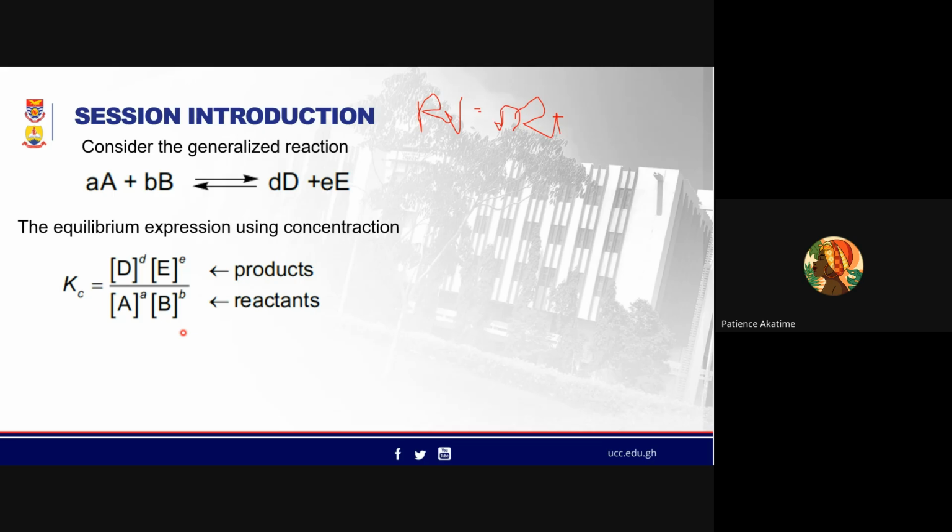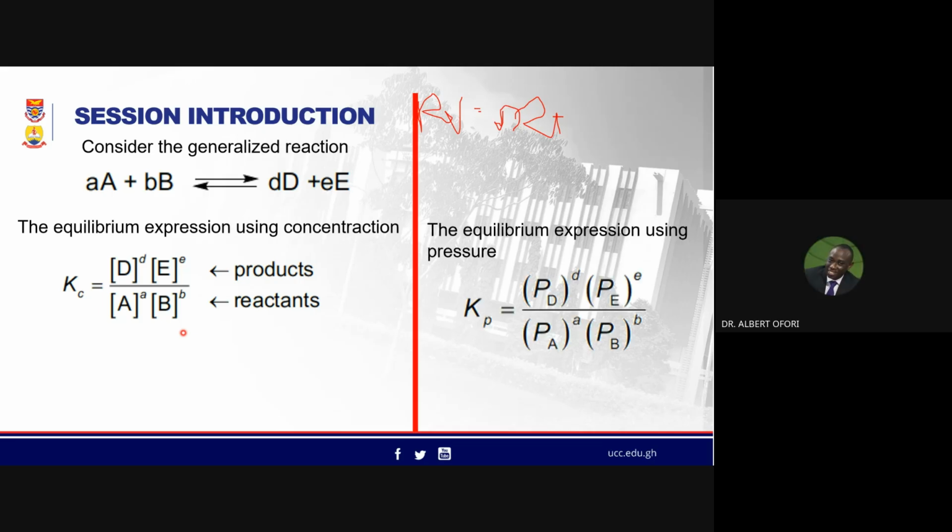If in terms of pressure, later we'll see the relationship between these two. In terms of pressure, we can also say that the pressure of that gas, the product, is raised to the power of the order, and that of the reactant is also raised to the power of the orders. That is basically also the equilibrium expression, in terms of concentration and then in terms of pressure.